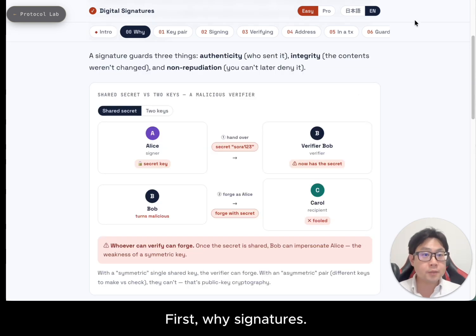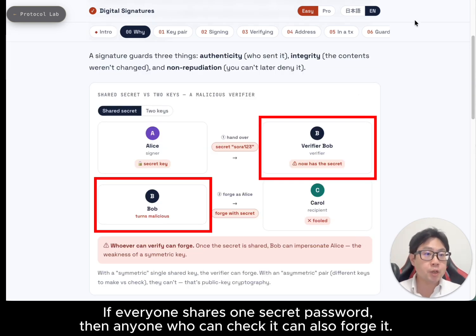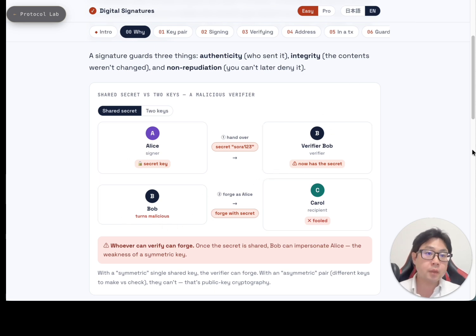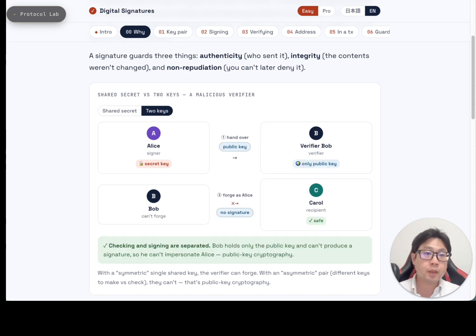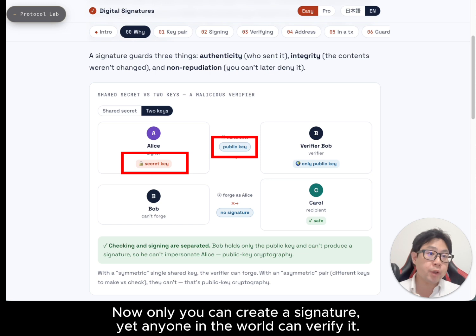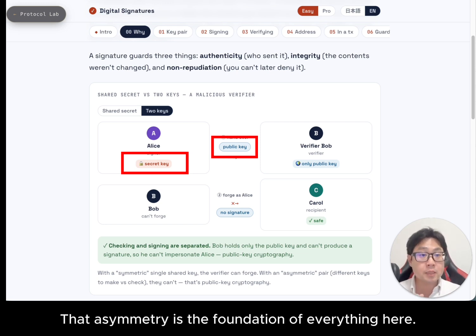First, why signatures? If everyone shares one secret password, then anyone who can check it can also forge it. Being able to verify means being able to impersonate, like this. So we split the key in two. A secret key for making signatures and a public key for checking them. Now only you can create a signature, yet anyone in the world can verify it. This asymmetry is the foundation of everything here.